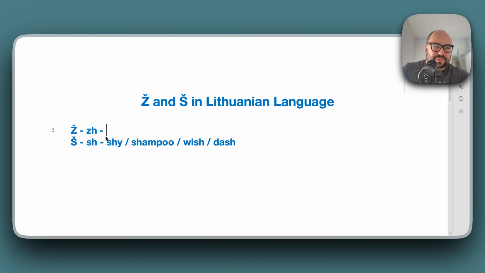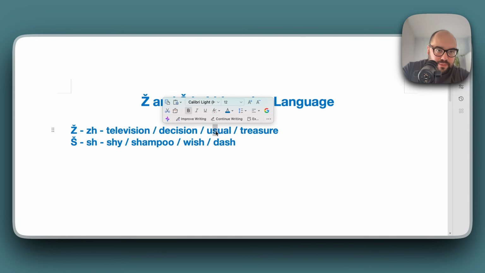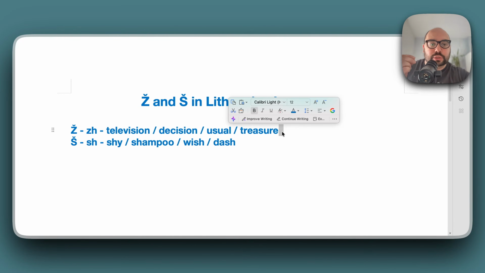Then with ZH, it's a bit more rare. You don't exactly have that as a letter in the English language, but the way you use it is, for example, you say television. You don't say television, you say television. Decision. Usual. Treasure. These are the words that have that sound in English. It's very common that S becomes this sound, particularly if it's close to some vowels. You get this zh sound.